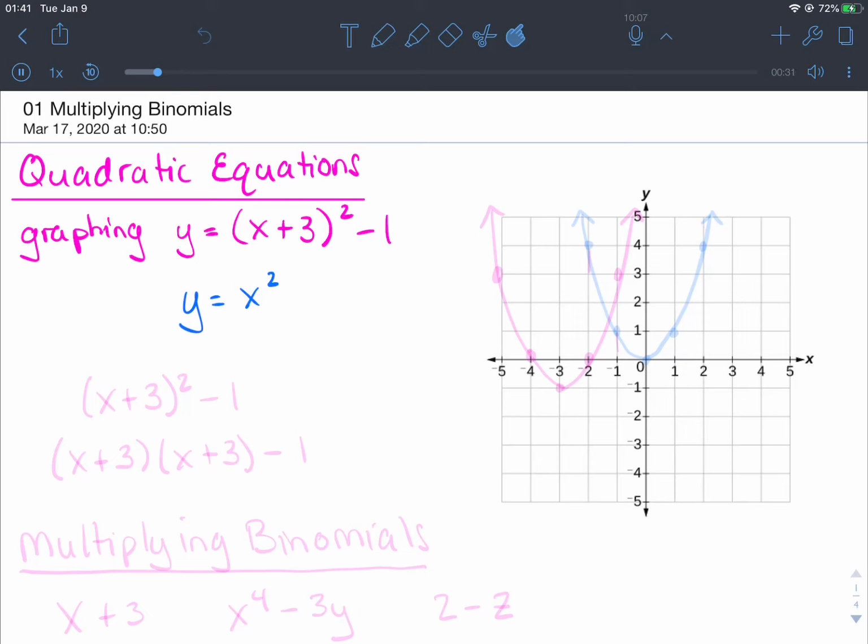Alright, so we're doing quadratic equations, and if you remember, quadratic equations have a square in it, such as the square we have right up there. So we know it's a quadratic equation. And a quick review, let's say we want to graph that.